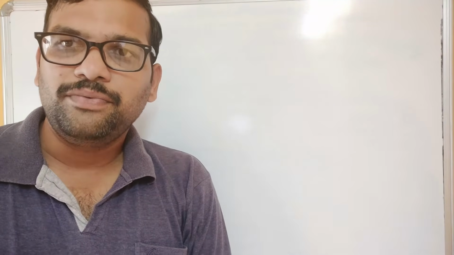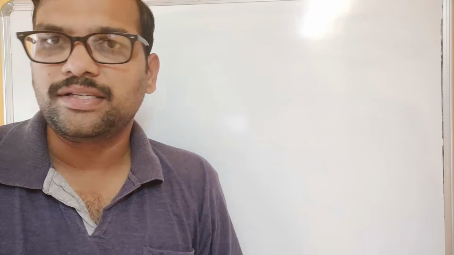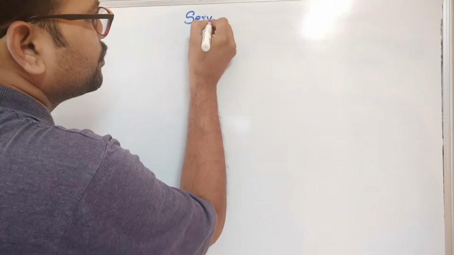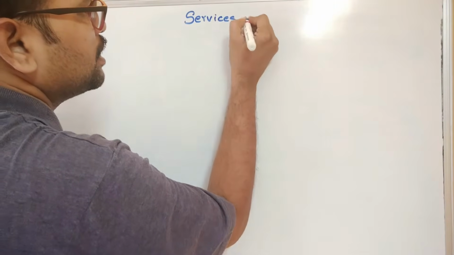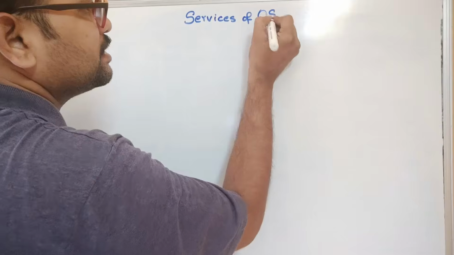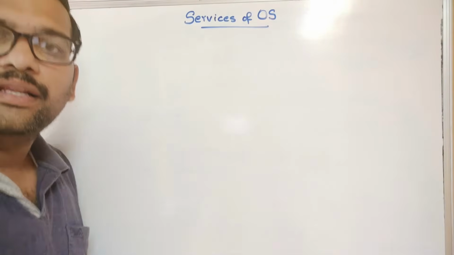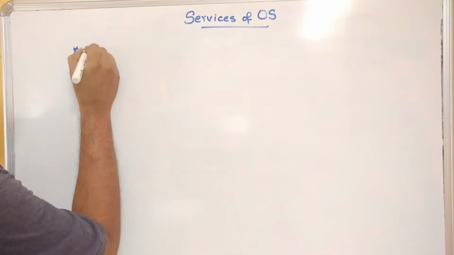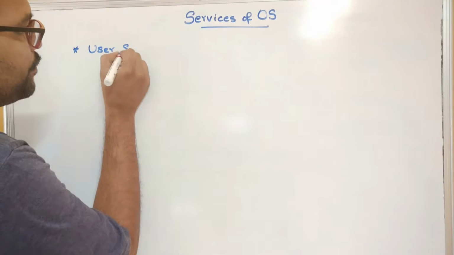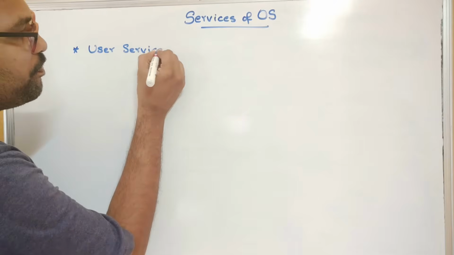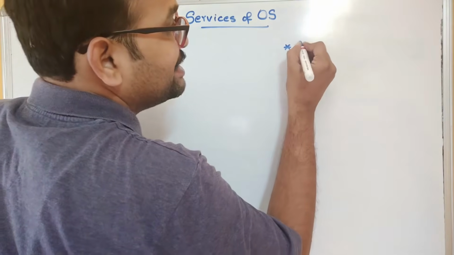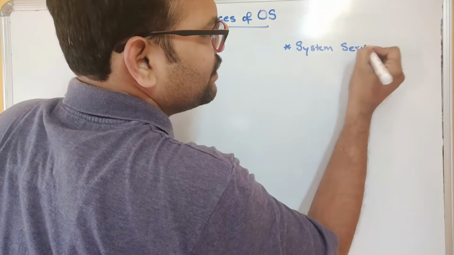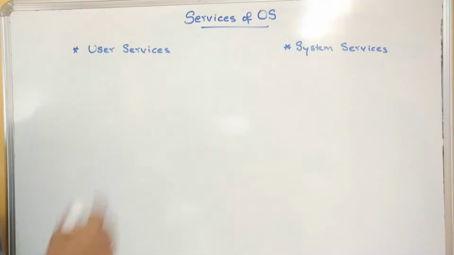So in today's session we'll discuss one more topic in operating systems, that is services provided by the operating system. Services of operating system. So here these services are categorized into two types. One is user services, another one is system services. But all these services are provided by the operating system.